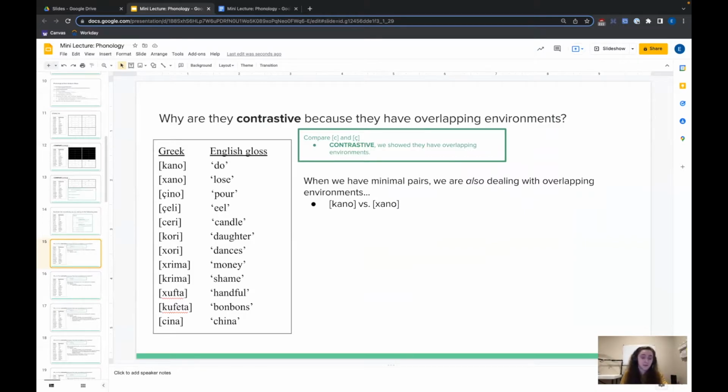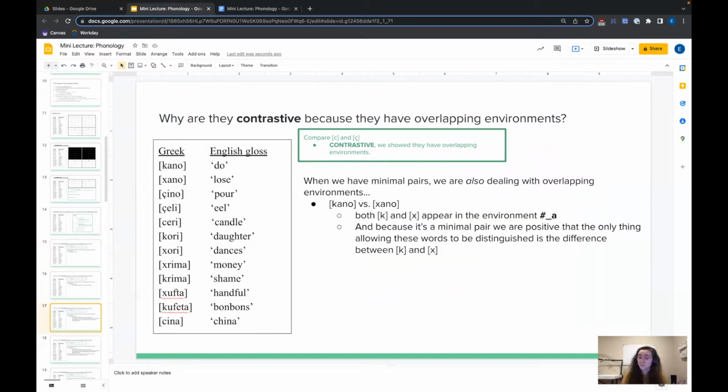So we have this minimal pair here for the words kano and lejano. So both the K symbol and the X symbol, they appear in the environment where they are at the beginning of the word followed by an A. And because it's a minimal pair, we are positive that the only thing allowing these words to be distinguished is the difference between the k and the ch. Like changing just that letter is changing the whole meaning of the word. So we know that those different sounds can be used to change the meaning of a word, and they belong to different phonemes.